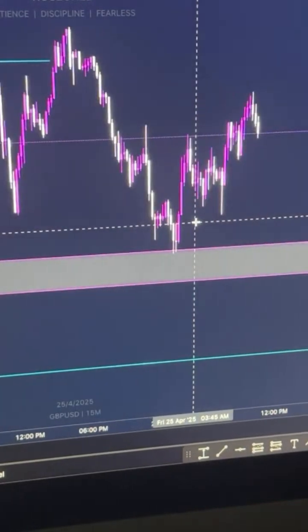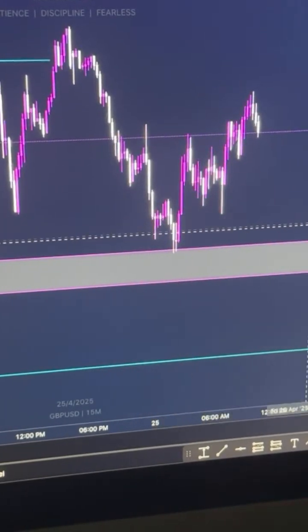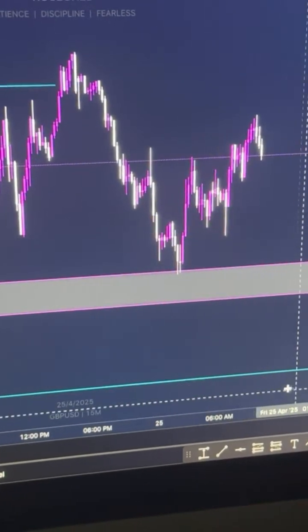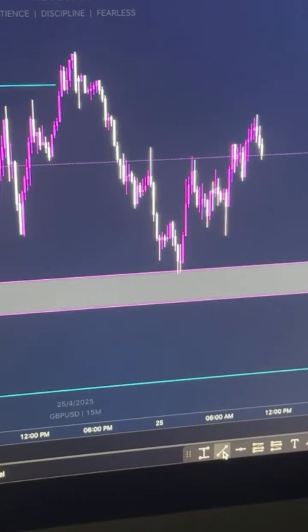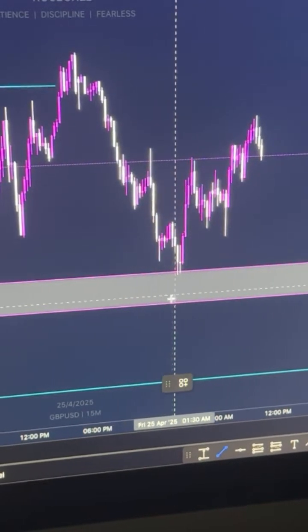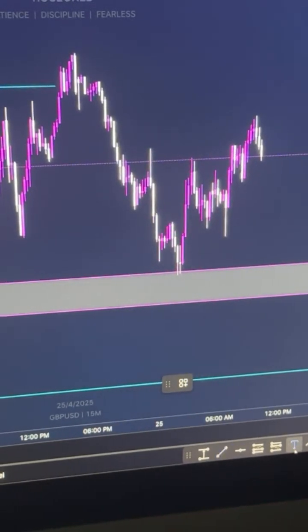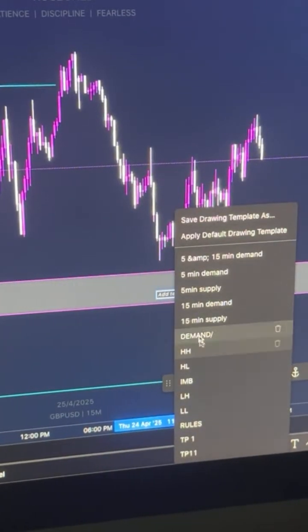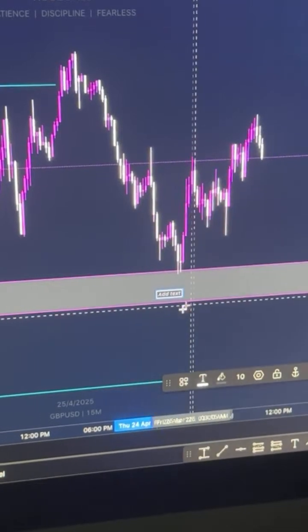Beautiful. Alright, so now we're creating structure here. We break this previous high here. So what I'm seeing in the 15-minute, we came down here, tapped into this 1 hour demand zone, right? So let's mark that out. This is a demand zone here.